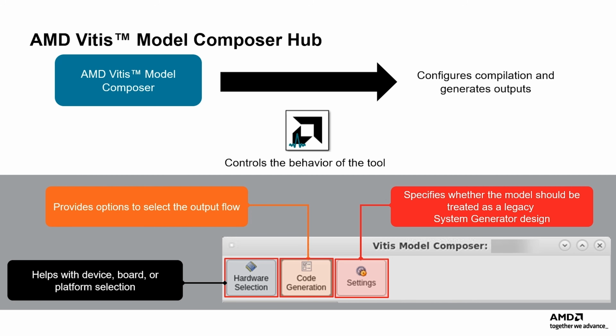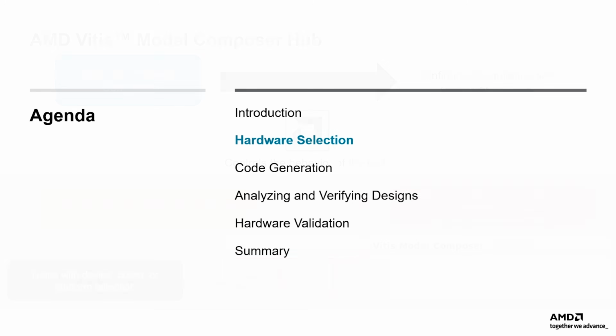The hardware selection pane helps with the device, board, or platform selection. The code generation pane provides options to select the output flow by selecting subsystems and specifying the code directory. Different options will be displayed depending on whether the subsystem is targeting HDL, HLS, or AI engines. The setting pane lets you specify whether the Vitis Model Composer hub block should treat your model as a legacy system generator design. Now let's look at the hardware selection flow.